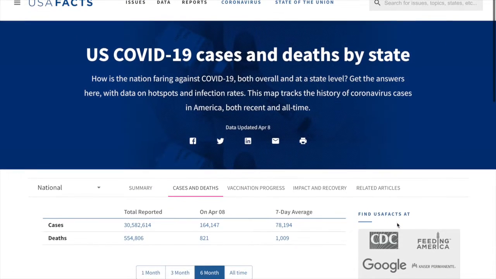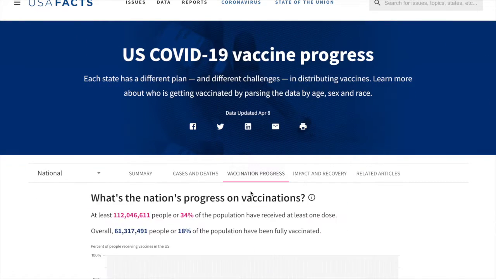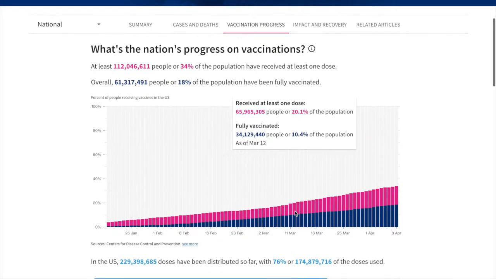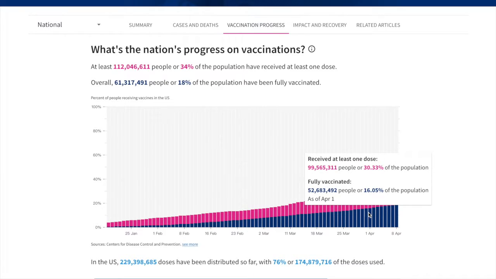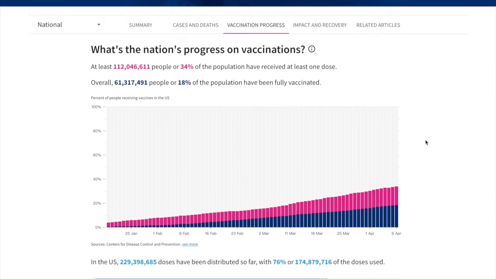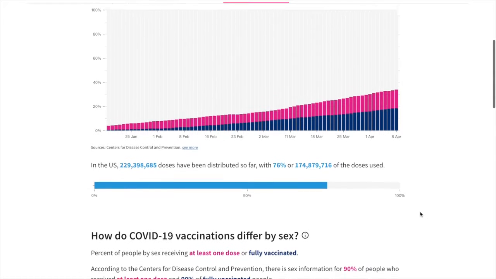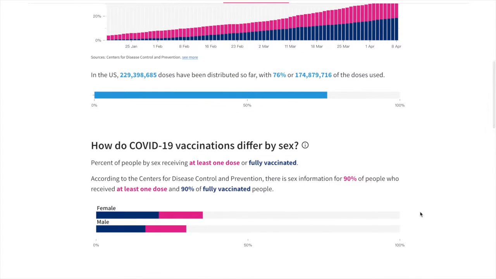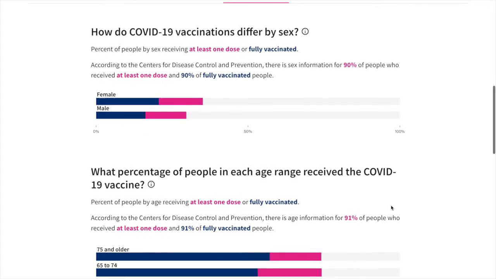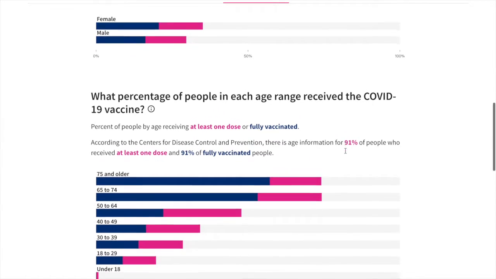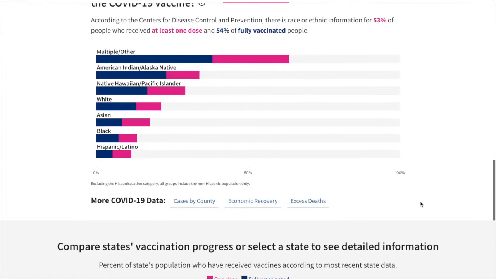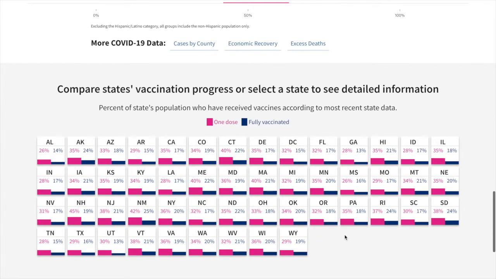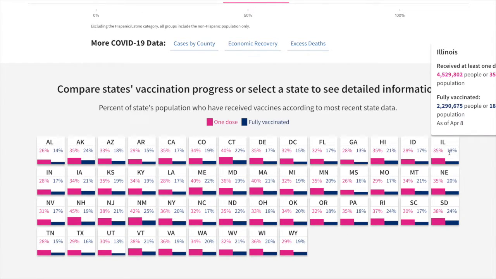Let's move on to the next tab, Vaccination Progress. In this tab, first, we can see the nation's progress on vaccinations. The population that has received at least 1 dose is in pink, and the population that has been fully vaccinated is in blue. The following are all graphs of vaccination ratios for various population groups, such as sex, each age range, and each race or ethnic group. The final part on this page compares states' vaccination progress.